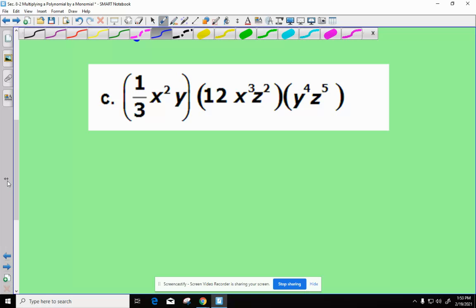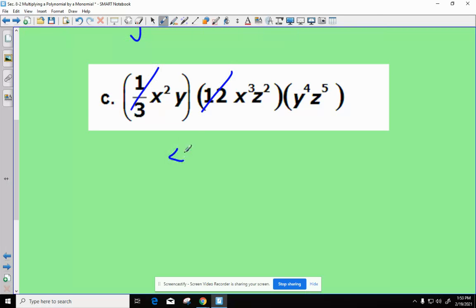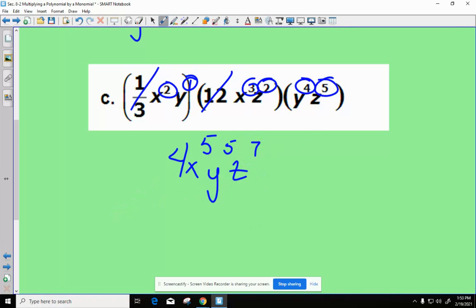All right. So starting with your coefficients, we already decided a third of 12, right? That was a 4. X to the what? To the 5th. You have a 2 and a 3. So product rule way back. Add those together, you get a 5. Y's also to the 5th. You have a 1 here and a 4 there. So that's 5. And then Z, a 2 and a 5, you get 7.